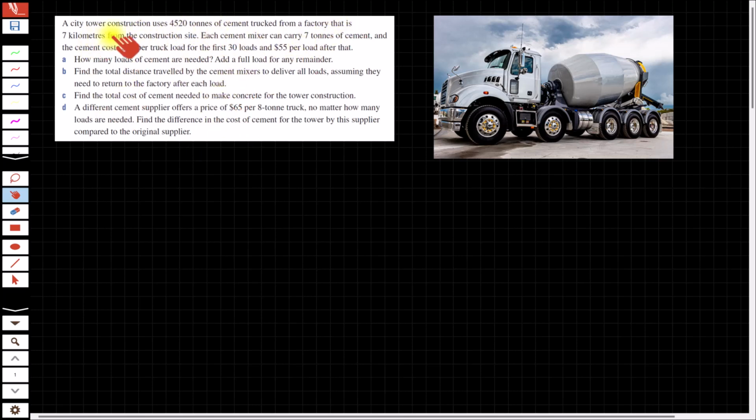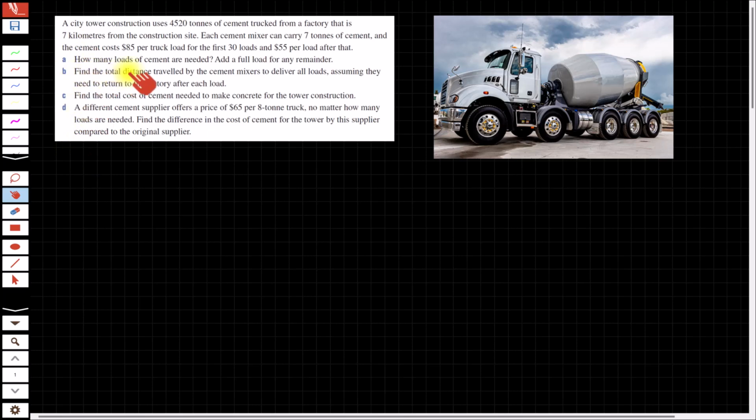So let's do that. A city tower construction uses 4,520 tonnes of cement trucked from a factory that is 7 kilometres from the construction site. Each cement mixer can carry 7 tonnes of cement, and the cement costs $85 per truck for the first 30 loads, and then $55 per load after that. So we have to answer a series of questions here.